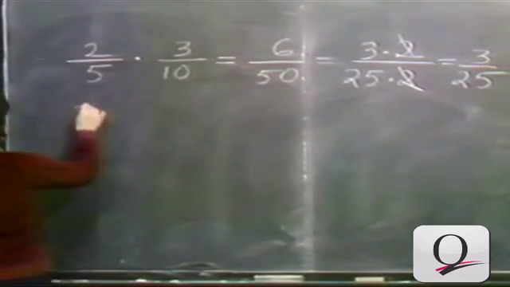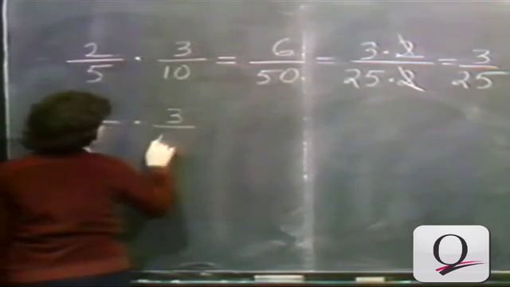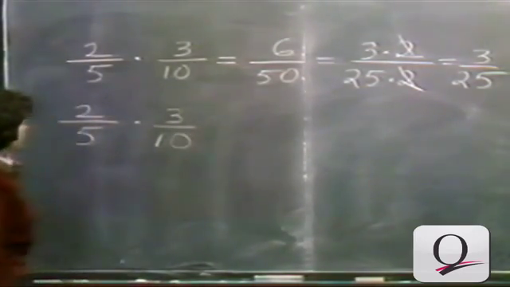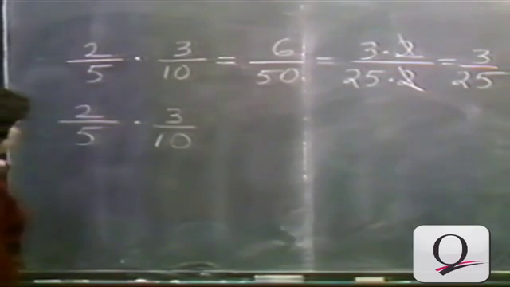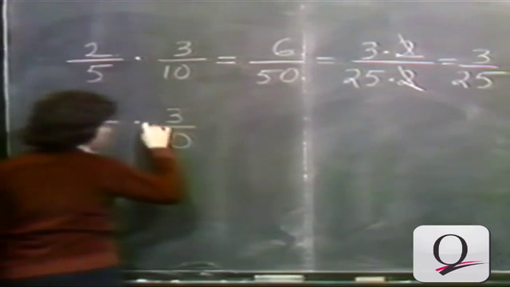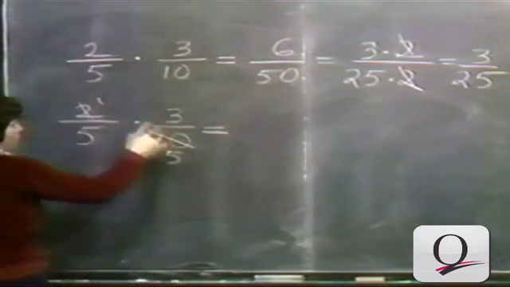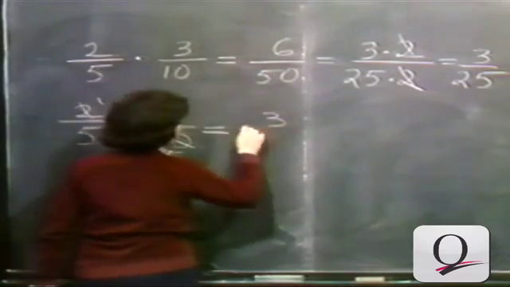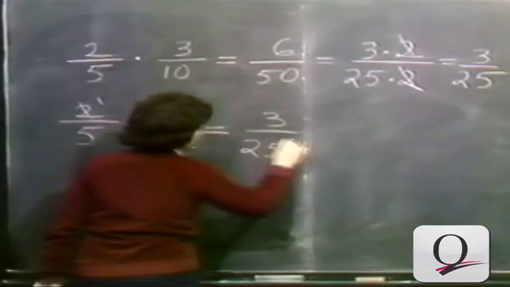Okay, now let's go back to the same problem here. It would have been a little easier if we did the canceling out before we did the multiplication. We could say how many 2's in 2, that's 1, how many 2's in 10, that's 5, and then proceed to multiply the numerators. 1 times 3 gives you 3. Multiply the denominators. 5 times 5 is 25.